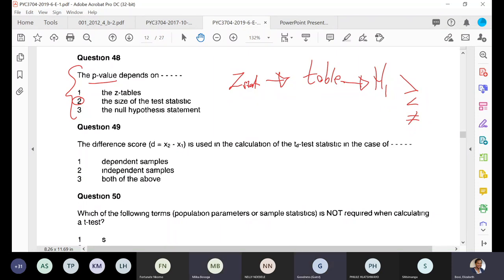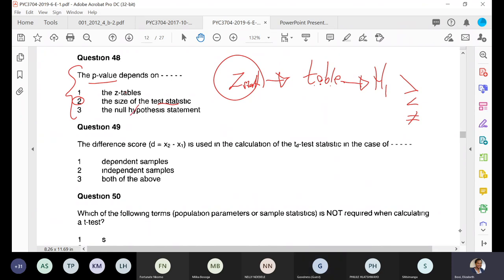But in order for you to be able to find the p-value, the z-table comes after you have calculated your z-test statistic, which is the test statistic. Then you go to the table and find. That is step number two. Then when you go find the value on the table, you also need to remember what you said, not on the null hypothesis, but on the alternative hypothesis.